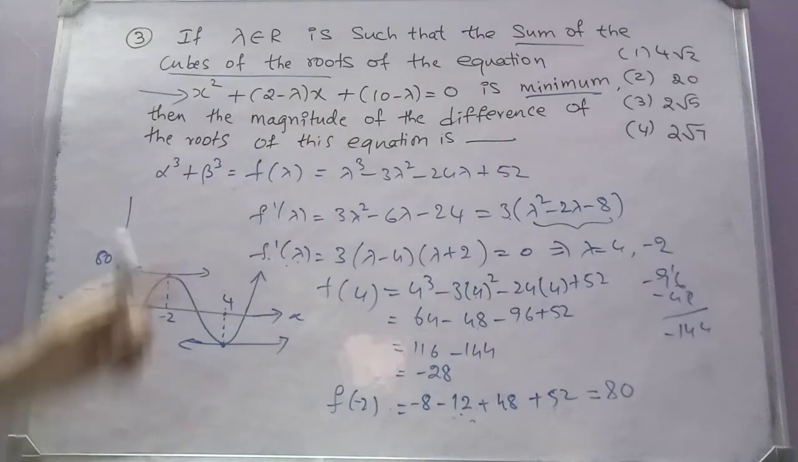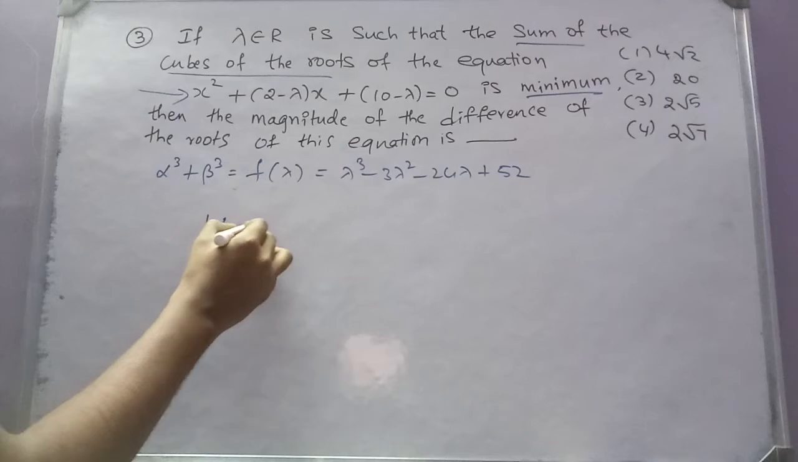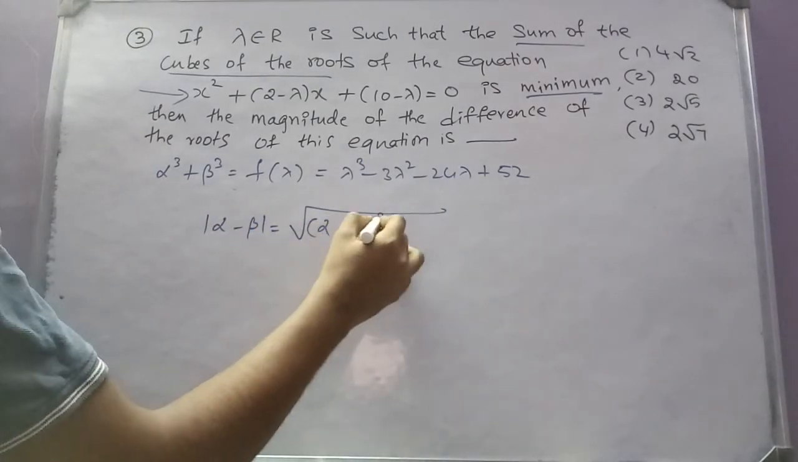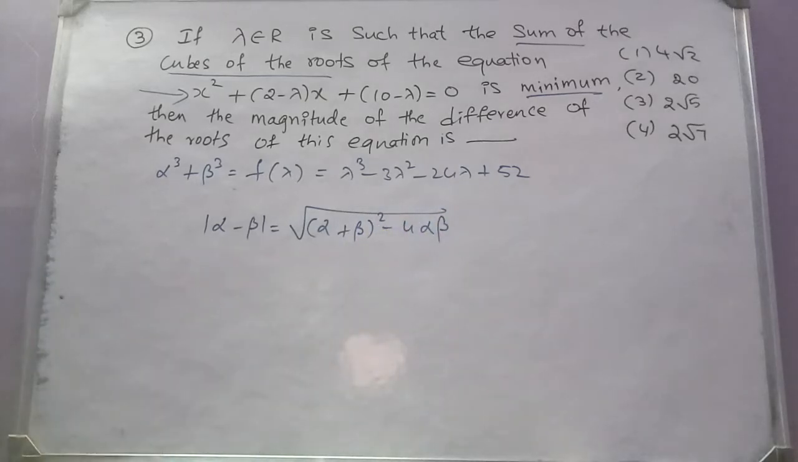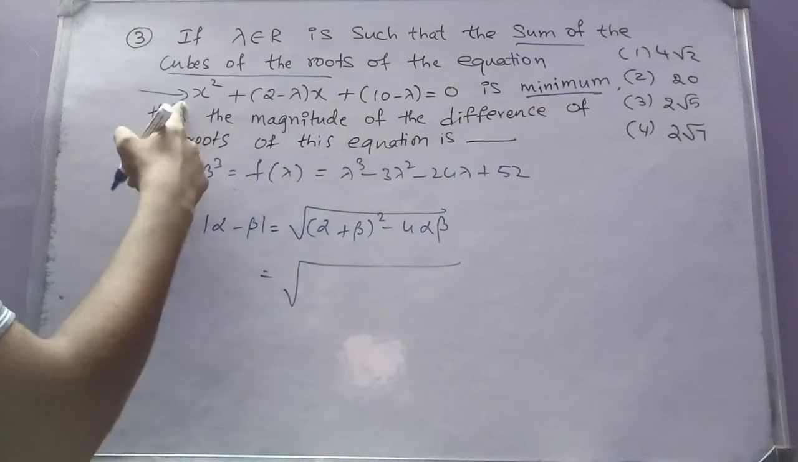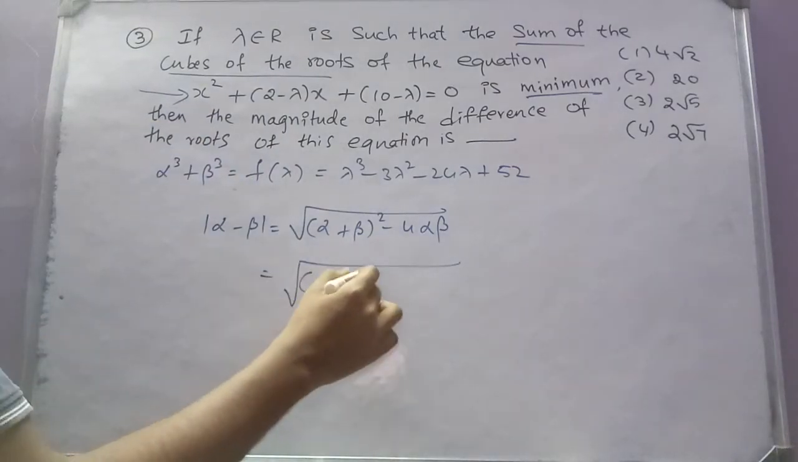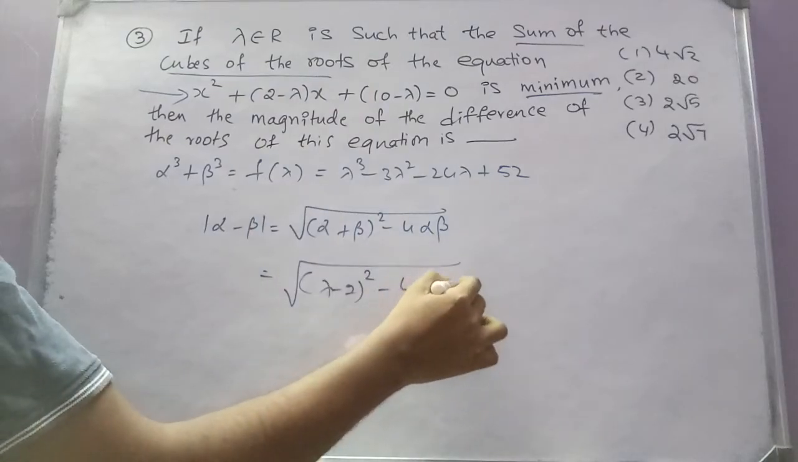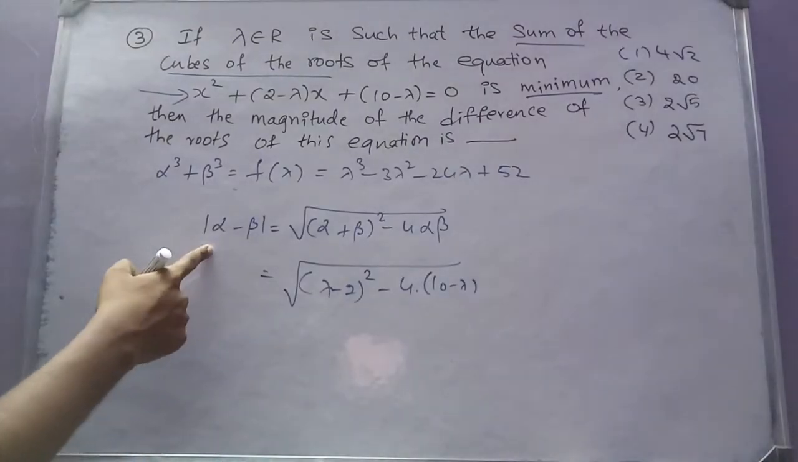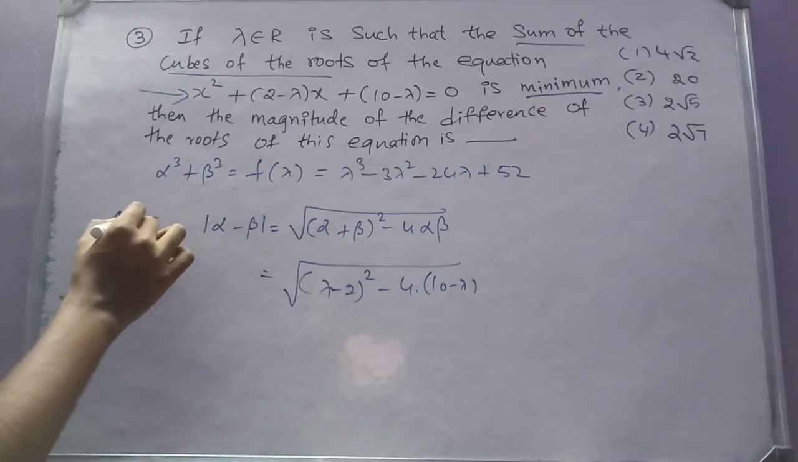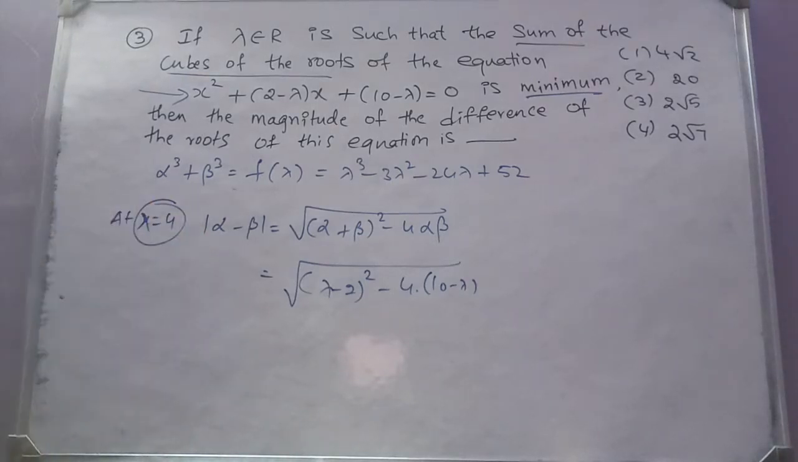of this equation. That means mod of alpha minus beta. So we also know that mod of alpha minus beta is under root alpha plus beta whole square minus 4 alpha beta. So alpha plus beta is what? Minus b by a, which means lambda minus 2. Minus 4 into alpha beta is c by a, that means 10 minus lambda. And we are supposed to find the magnitude of alpha minus beta at lambda is equal to 4.